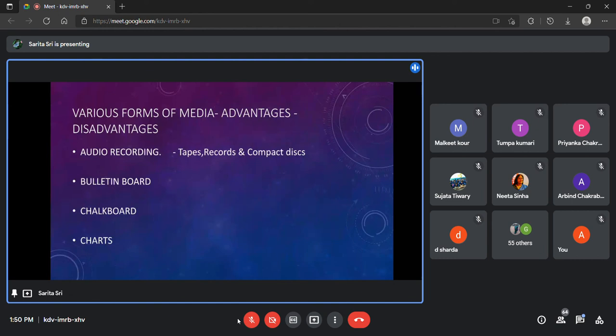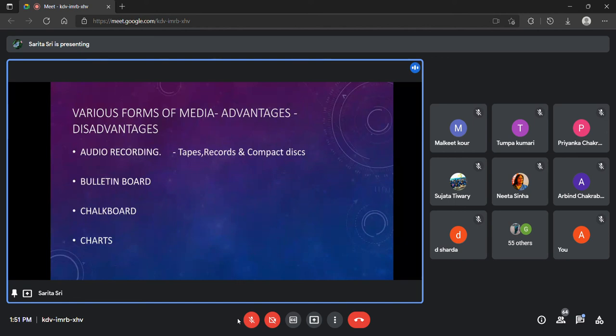And some disadvantages are its extended use may bore the students, and it is also costly if compared to the actual oral presentation. And what are the guidelines on how to use it? Preview the material and motivate the students to listen carefully to the important details.